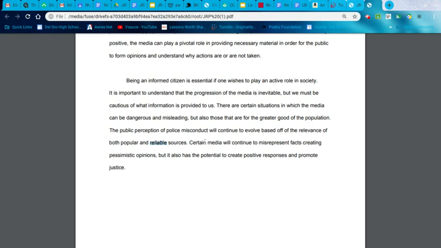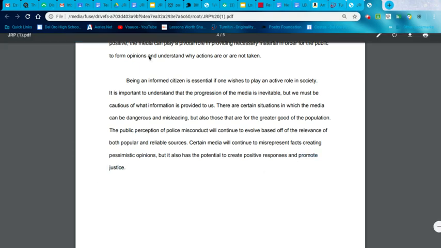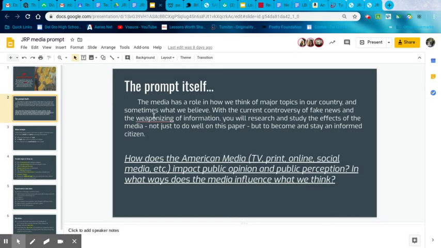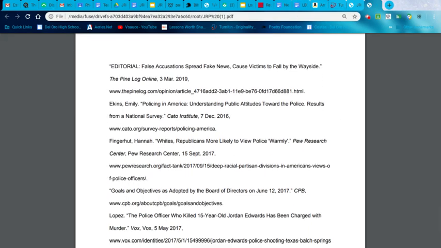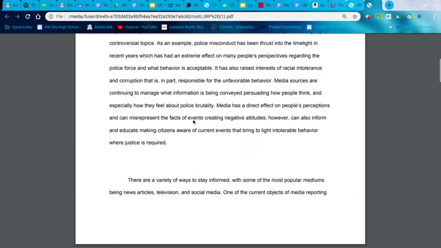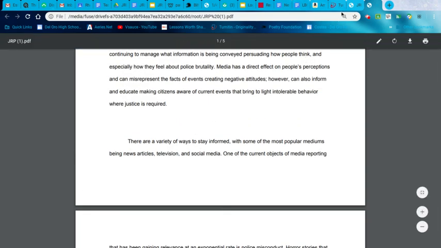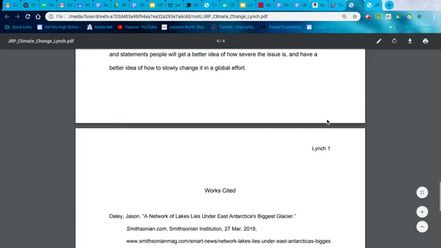This is better already, but everything up until now has been kind of fluff. Certain media will continue to misrepresent facts, creating pessimistic opinions, but it also has the power to create positive responses and promote justice. This part right here is what I want to hear more about: the positive responses and the promoting of justice, because that's really what's answering the prompt right here. Okay, cool. And then the student did not do a good job with their works cited. All right, that's a lot of video, but oops, I didn't want to show this person's name. Anyway, this person did a good job. This person did not, even though their works cited was good.